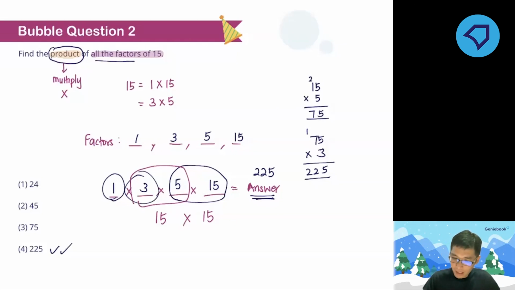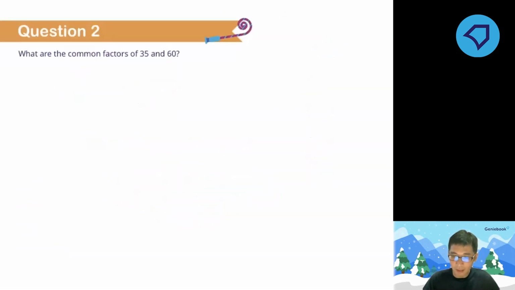Okay? Now the next one involves this example over here. All right, so this is also a common question that can be asked in your exam in P4 or your weighted assessment in P4, which is to find the common factors of two numbers. In this case, what are the common factors of 35 and 60? So what do I need to do for such questions here now?